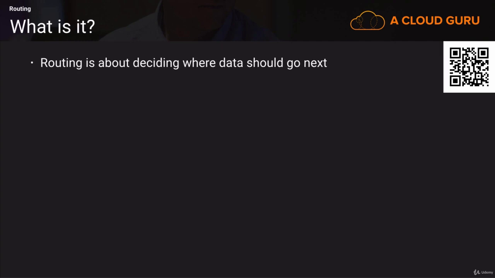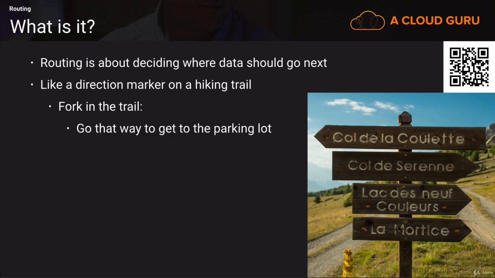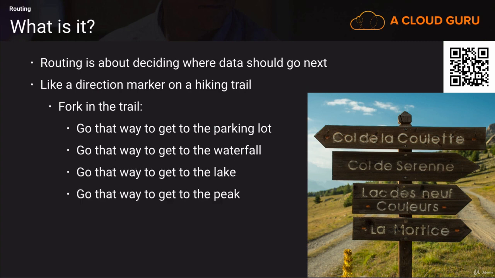So what then is routing? Well, at its core, I think that routing is about deciding where data should go next. I think of routing kind of like direction markers on hiking trails. You might get to a place where it tells you things like, go that way to get to the parking lot, go that other way to get to the waterfall, that way over there is the lake, and that way goes to the peak. At that particular location, you can decide to follow any of those routes. But it matters where you are, because if you're at the peak instead, then you might just see one sign that says, go that way to get down, no matter where you're headed.